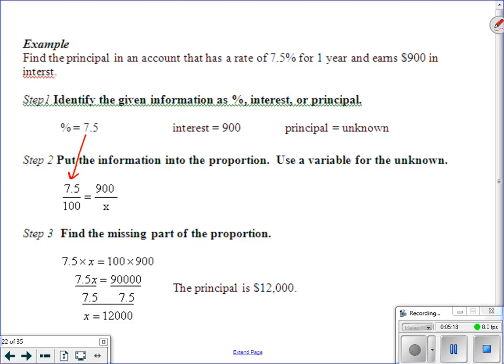We know that's going on top of the 100. We know the interest is 900. That's going to go on top, above the principal. And the principal we don't know, and that's why that gets the X. And again, we go ahead and solve this proportion, and we find out that X is going to equal $12,000. So $12,000 is what was originally deposited to earn the $900 at 7.5% for 1 year.